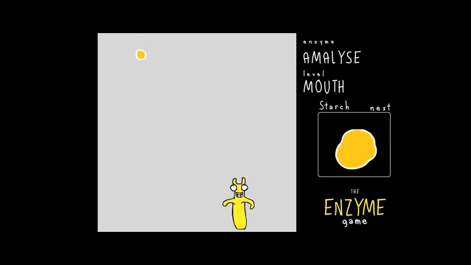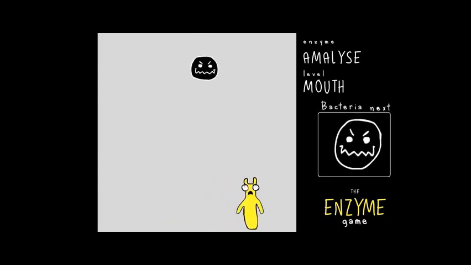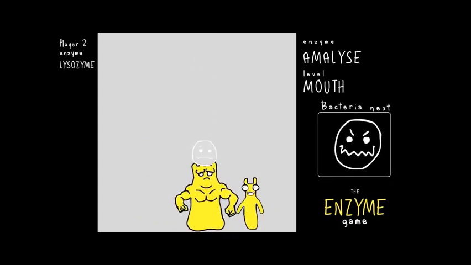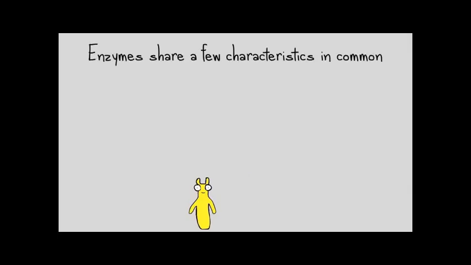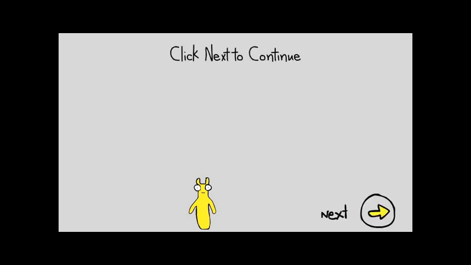In your cells alone are hundreds of enzymes that control your cell activity and defend them from invasions by microbes like bacteria and viruses. Though enzymes can appear very different, they all share a few characteristics in common. Let's now take a look at what these are.